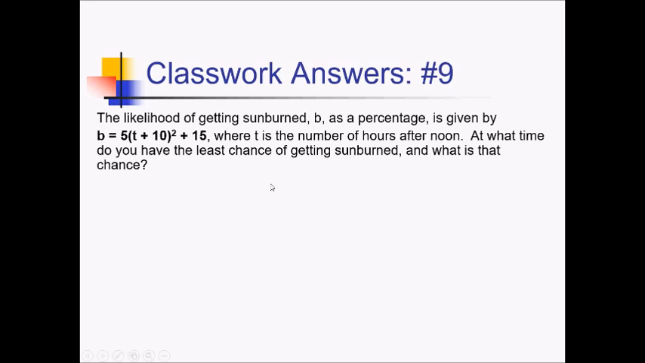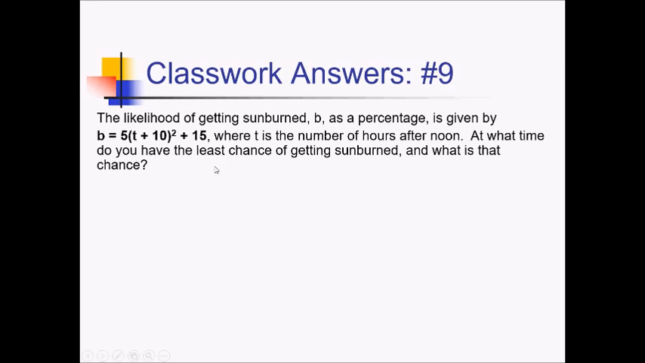On this problem, the likelihood of getting sunburned, b, as a percentage is given by this b function, which is a function of t, time. And time is number of hours after noon. So that'll be important when we're trying to figure out at what time we have the least chance of getting sunburned, and also what that chance is. So if we're trying to find the least chance of getting sunburned, we're trying to find the smallest value of b in this function, which is to say we're trying to find the minimum value of a quadratic function. Since we're trying to find the smallest value of a parabola, we need to look at the vertex and see what the output value is there, which means I need to find the vertex in the first place.